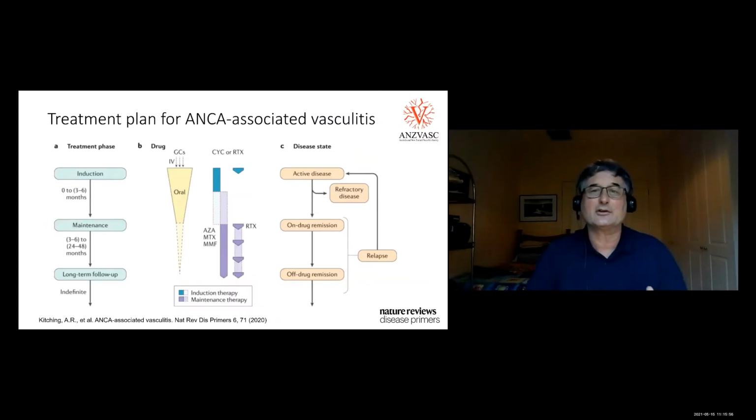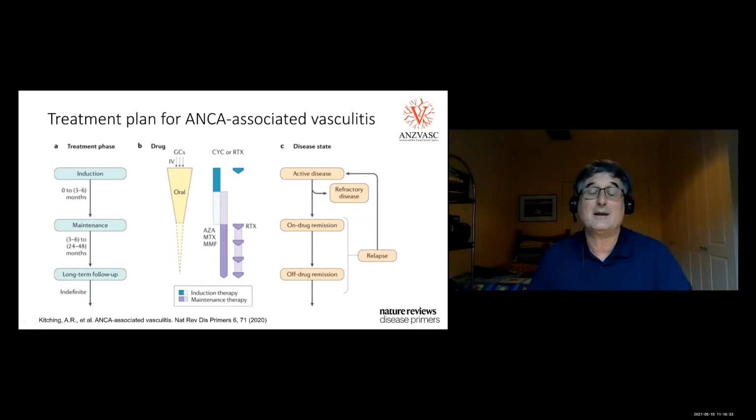So this is, again, ANCA-associated vasculitis, but broadly speaking, many of the principles are similar for other forms of vasculitis. There's an induction phase of treatment that lasts for 3 to 6 months, followed by a switch to a lesser intensity of maintenance of treatment. And then most people with vasculitis do require some sort of long-term follow-up. So the aim of this is to turn active and quite severe disease, often in ANCA-associated vasculitis, so there are some people who don't need this intense induction, to what we call remission on medication, so on drug, on medication remission, and then to come off the medication over time.